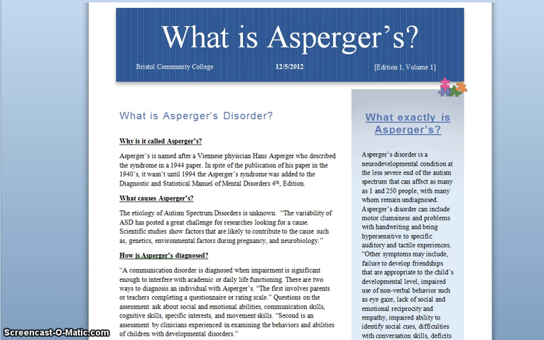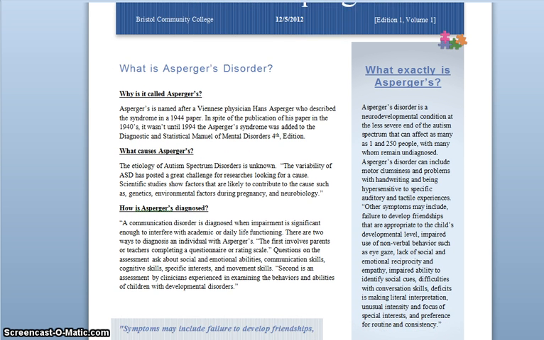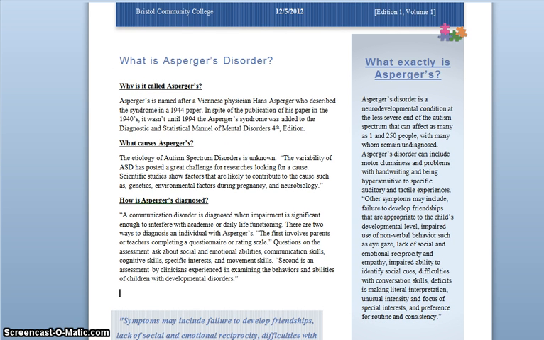Asperger's disorder can include motor clumsiness and problems with handwriting and being hypersensitive to specific auditory and tactile experiences. Other symptoms may include failure to develop friendships that are appropriate to the child's developmental level, impaired use of nonverbal behavior such as eye gaze, lack of social and emotional reciprocity and empathy, impaired ability to identify social cues, difficulties with conversation skills, deficits in making literal interpretations, unusual intensity and focus of special interest, and preference for routine and consistency. So why is Asperger's called Asperger's?